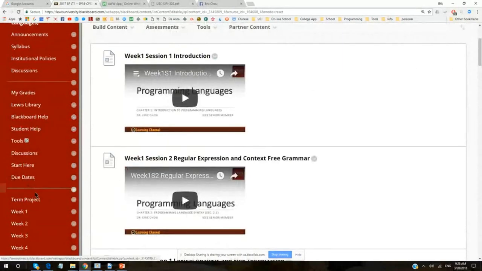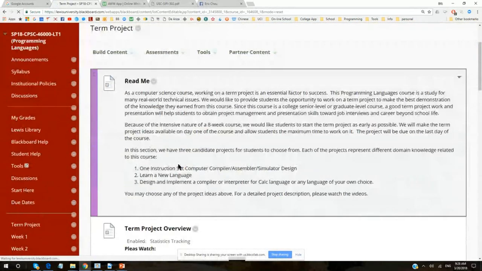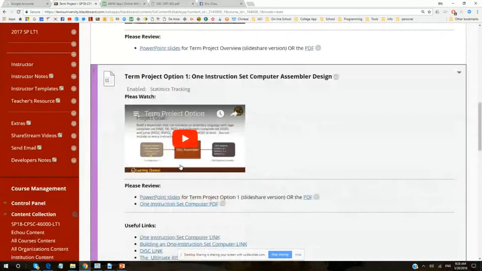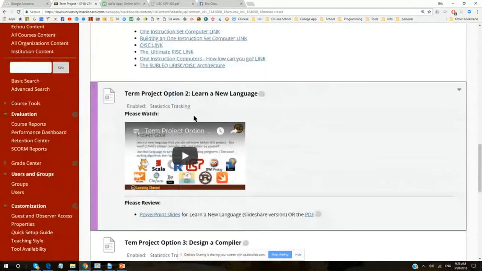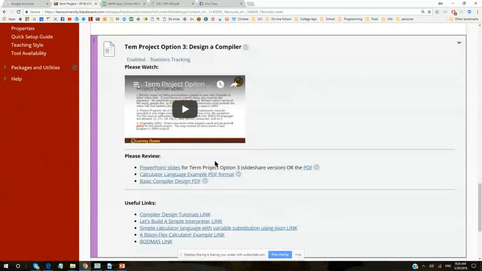So after that, you have a term project to work on. For the term project, as I said, this year you are not limited to option 1, 2, 3. There will be an option 4 that you can choose that I have not listed down here. But option 4 is very simple.